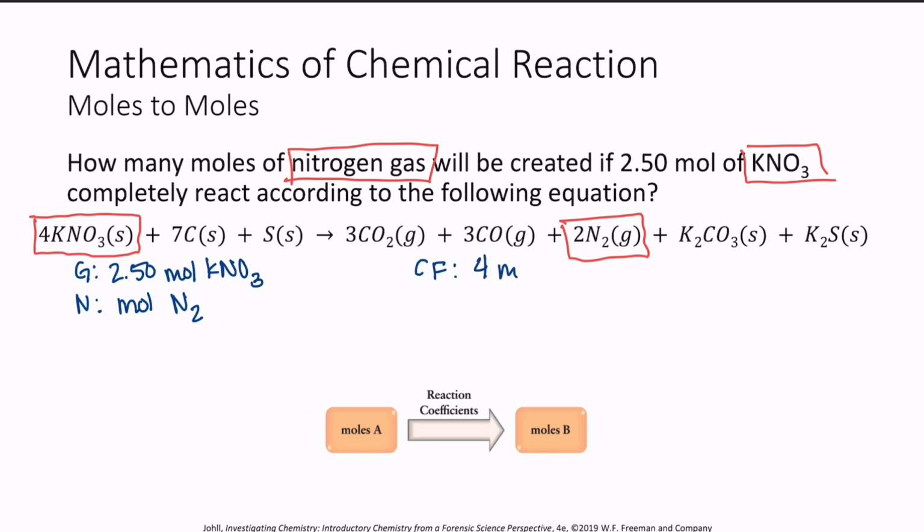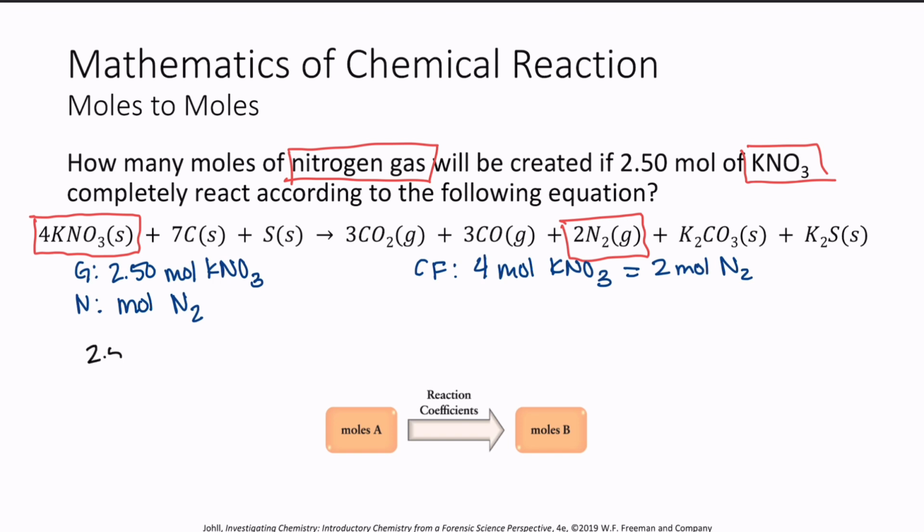So I have 4 moles of potassium nitrate, and that is going to be equal to 2 moles of nitrogen gas. I can start my problem. Notice how I just wrote this as an equality. I didn't write it as a conversion factor because I don't know what I need on top and what I need on bottom until I actually start my problem.